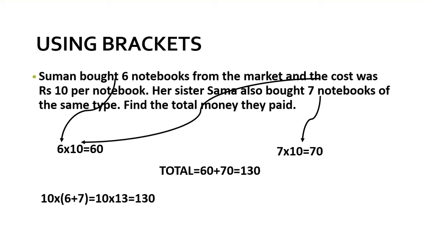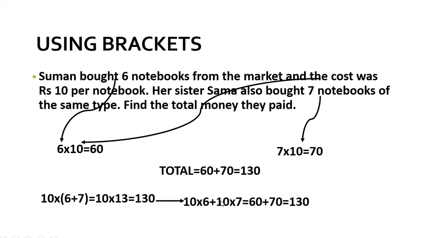But if you are asked to open the brackets and apply the product operation, how to operate it? You have to open the bracket in this way. 10 must be multiplied with 6 and 10 must be multiplied to 7. Then these two must be added. Then also we will get the same result. And this is how we are operating a bracket.